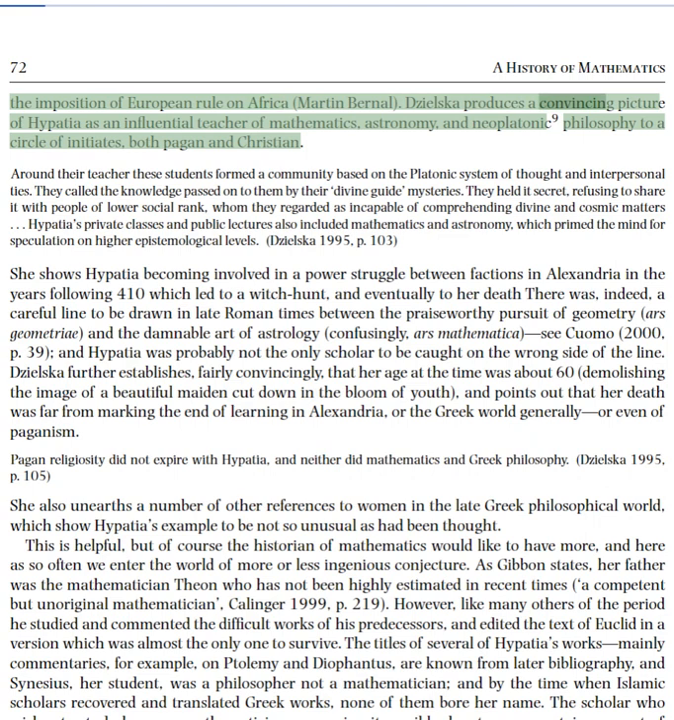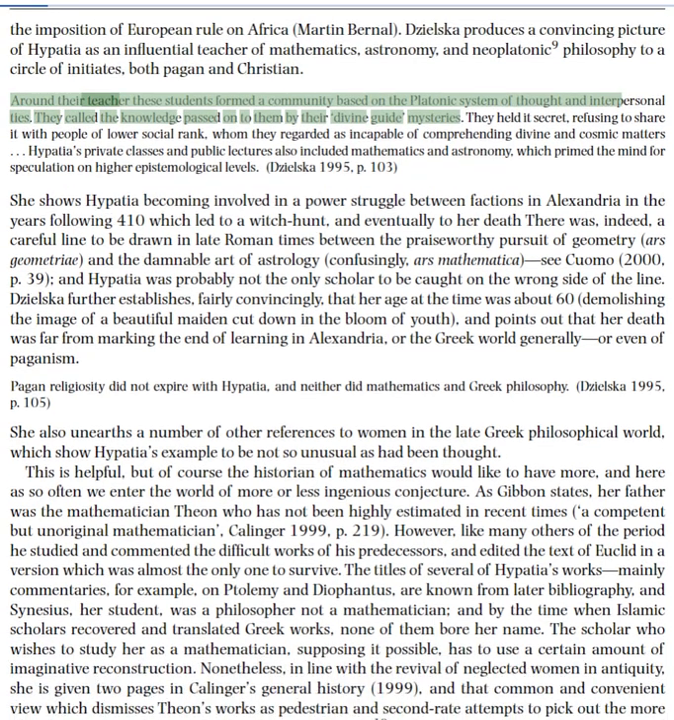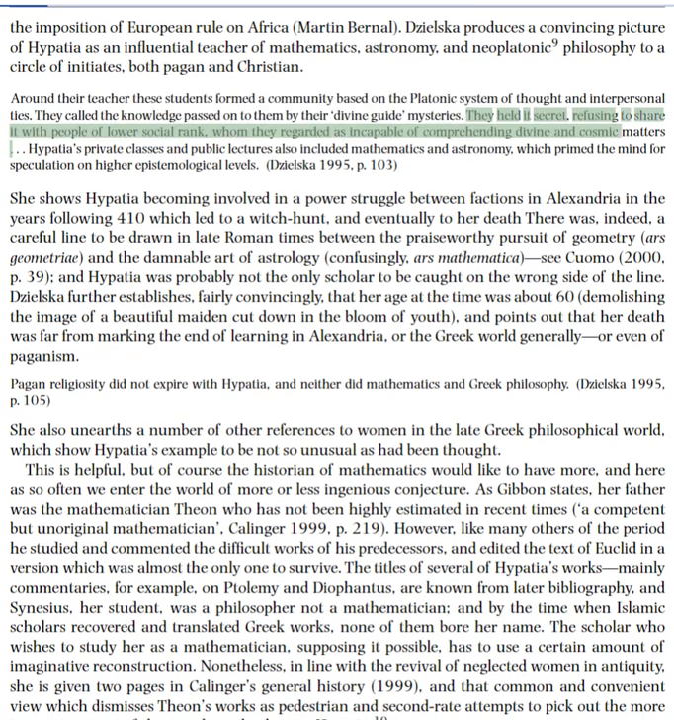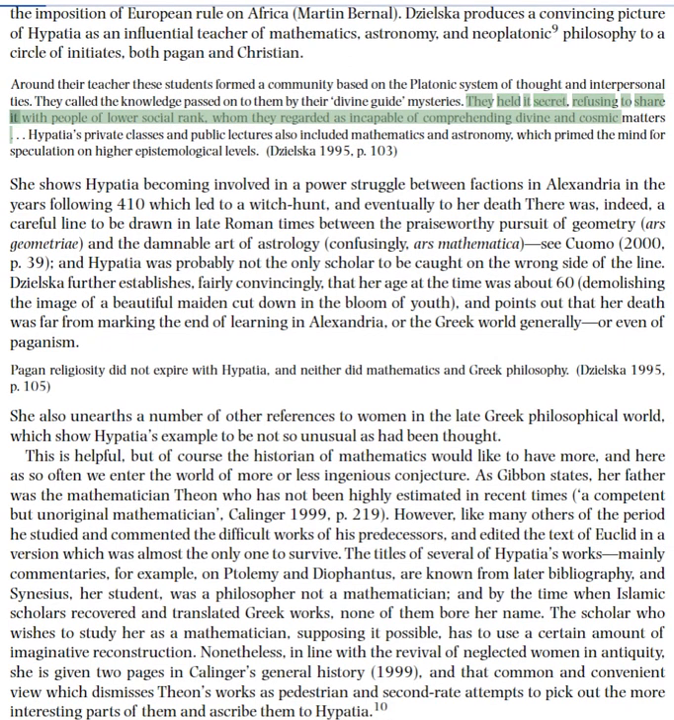Zielska produces a convincing picture of Hypatia as an influential teacher of mathematics, astronomy, and Neoplatonic philosophy to a circle of initiates, both pagan and Christian. Around their teacher, these students formed a community based on the Platonic system of thought and interpersonal ties. They called the knowledge passed on to them by their divine guide mysteries. They held it secret, refusing to share it with people of lower social rank, whom they regarded as incapable of comprehending divine and cosmic matters.